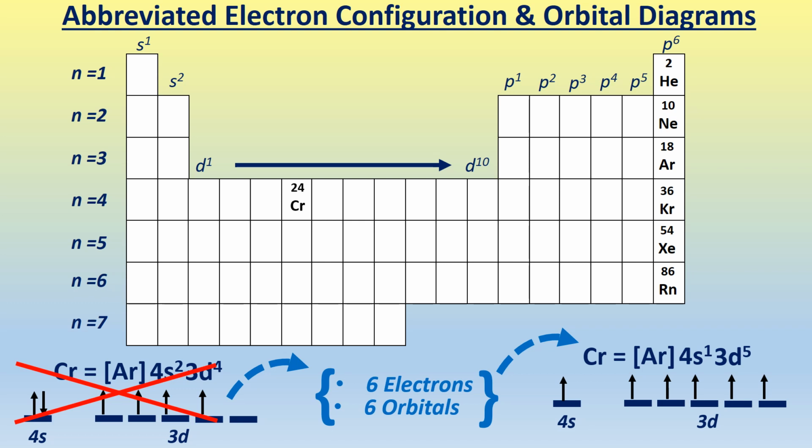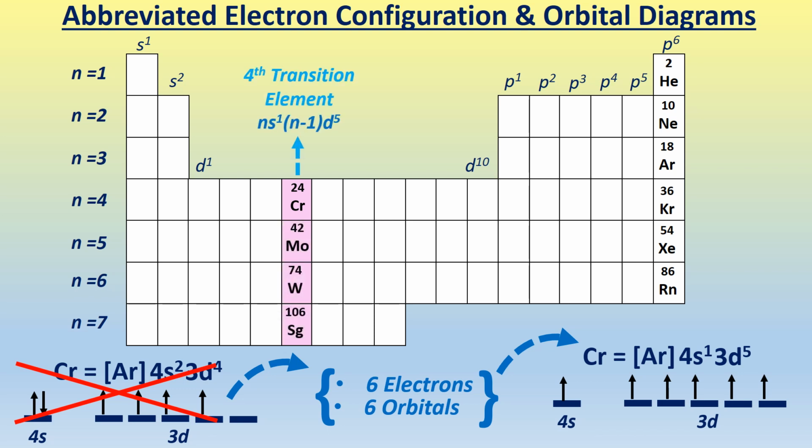This is one exception on the periodic table that should be noted. Chromium and the elements underneath it, molybdenum, tungsten, and seaborgium, instead of being ns2, (n-1)d4, always rearrange themselves to be ns1, (n-1)d5, therefore providing two half-filled orbitals in accordance with Hund's rule.